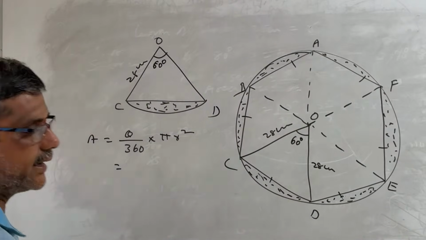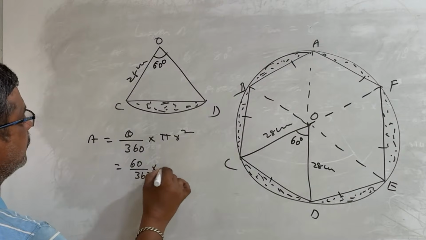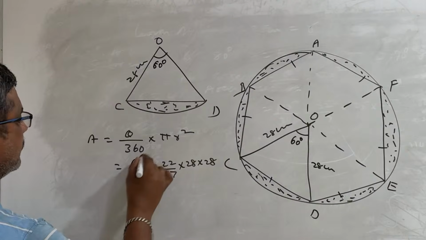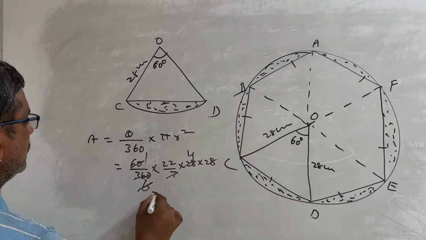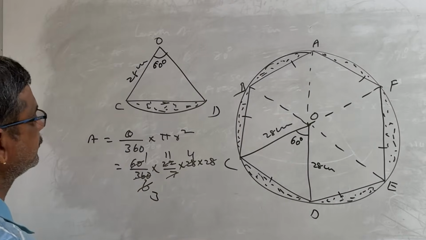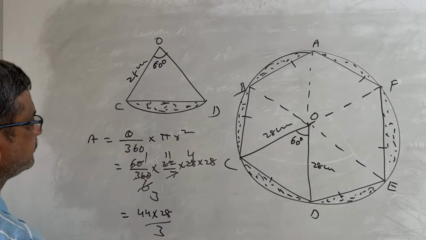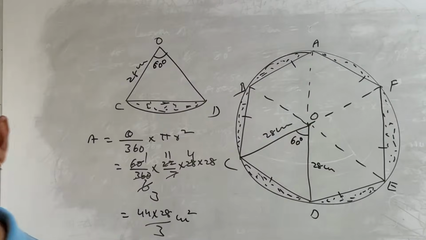First find out the sector area. 60 by 360 into 22 by 7 into 28 into 28. 6 times, 4 times, 2 3s, 11s. So total 44 into 28 by 3. 44 into 28 by 3. This is the area of the sector.